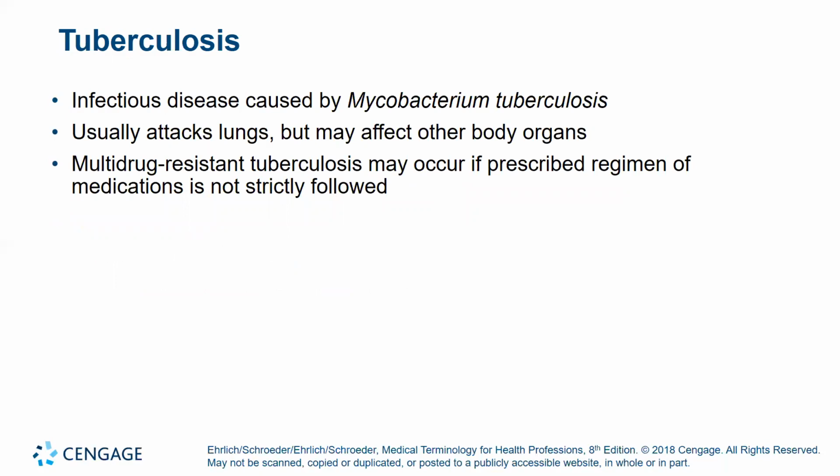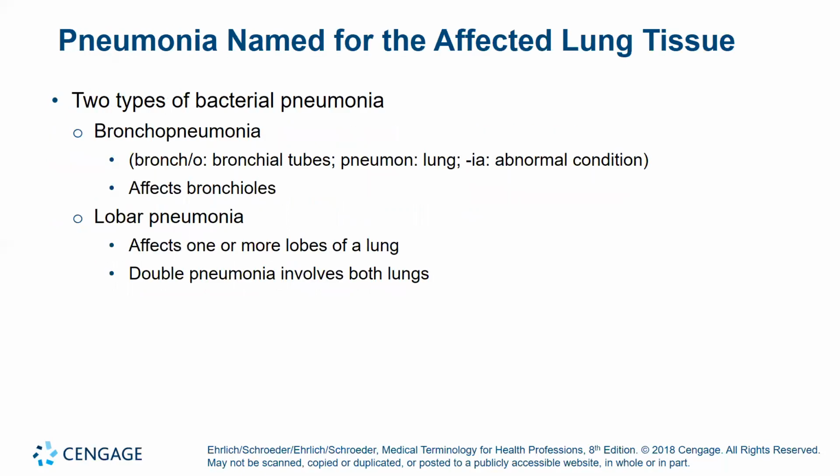We have tuberculosis. Tuberculosis is just an infectious disease caused by Mycobacterium tuberculosis. Usually it does attack lungs, but may affect other body organs. Pneumonia is named for the affected lung tissue. So there are two types of bacterial pneumonia. You have bronchopneumonia, which affects the bronchioles. Then we have lobar pneumonia, which affects one or more lobes of the lung. Double pneumonia involves both lungs.